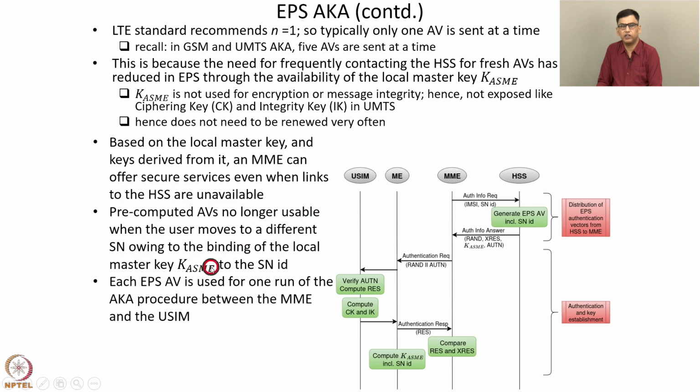Each EPS authentication vector is used for one run of the AKA procedure between the MME and the USIM. So, one run of the AKA procedure between the MME and the USIM involves the authentication of the network to the cell phone and the authentication of the cell phone to the network. So, this AUTN authenticates the network to the cell phone, and the response sent by the cell phone authenticates the cell phone to the network, in particular the SIM card to the network.